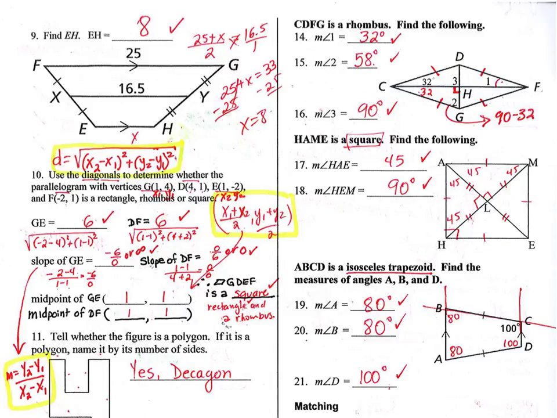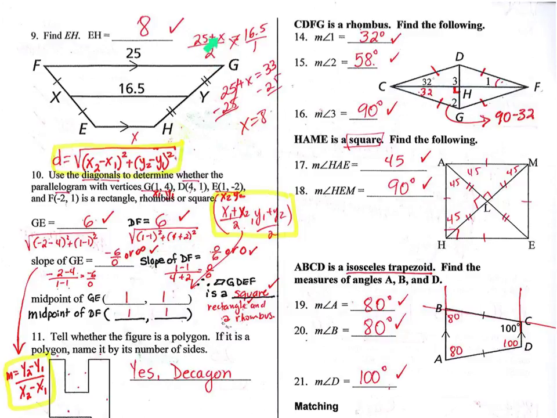And number 9, the answer is 8. Most of you got 8, right, for that problem? You all okay with that? Okay. All you got to do is get the sum of the two bases, 25 plus x. You get half of that, and that gives you the mid-segment, which is 16.5.